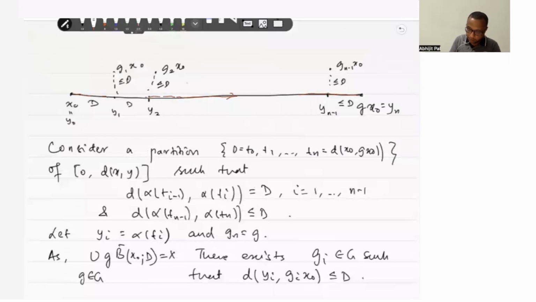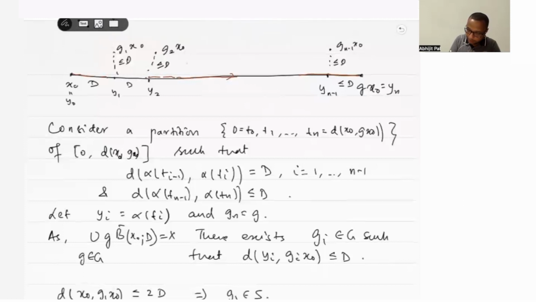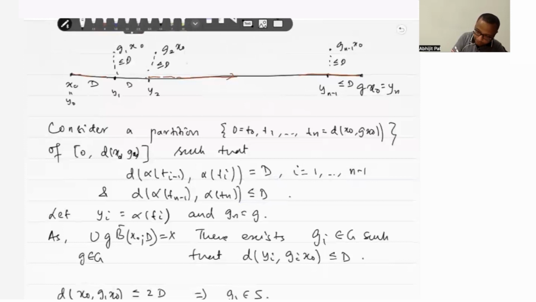Okay, now you consider the following partition of the closed interval from 0 to the distance between x naught and g x naught. You take this partition t0, t1, ..., tn such that the distance between alpha(t_{i-1}) and alpha(t_i) is equal to D for i equal to 1 to n minus 1, and the distance between alpha(t_{n-1}) and alpha(t_n) is less than or equal to D. This you can always do. So in the picture, this is my alpha(t1).